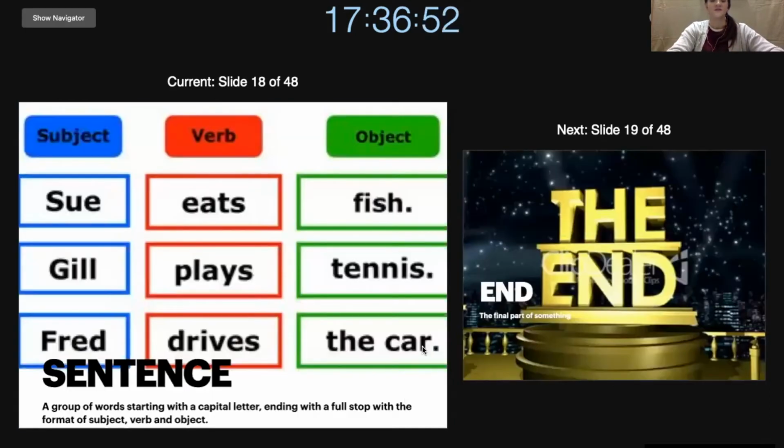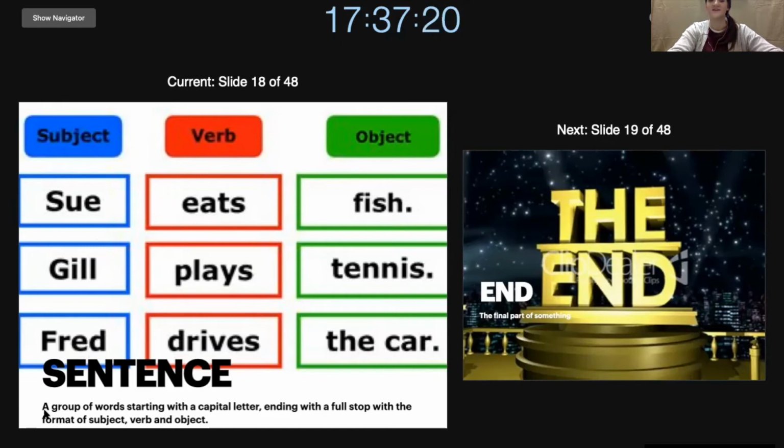We also have sentences. So in a sentence, we usually have a subject, which is blue, a verb, which is red, and an object, which is green in this case. So the sentence always starts with a capital letter, so a big letter, not a small one, and it ends with a full stop. So that is this little point at the end of the sentence.